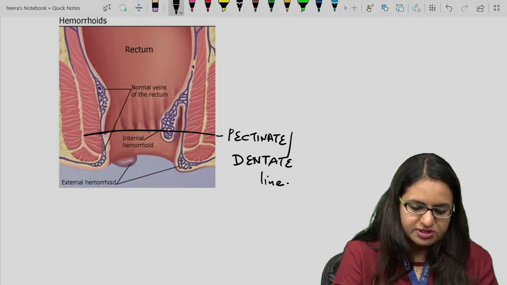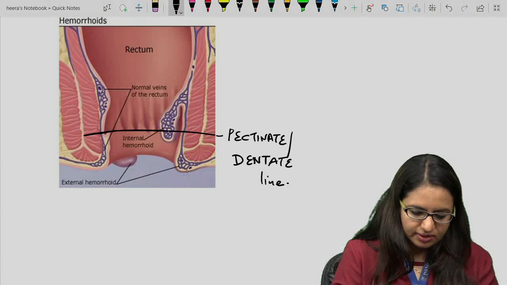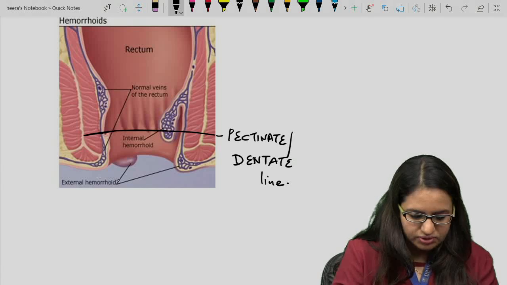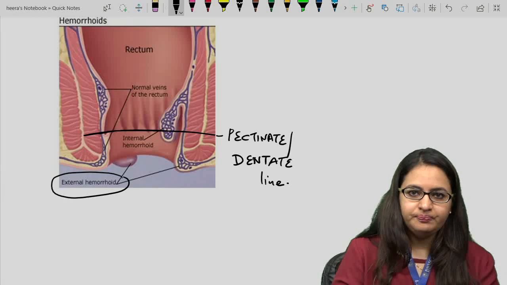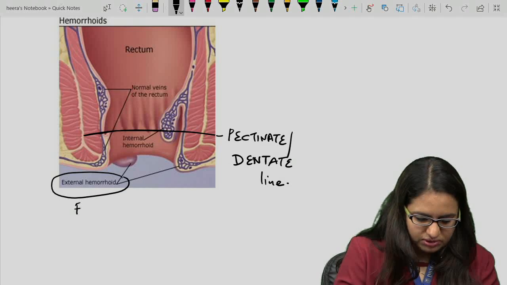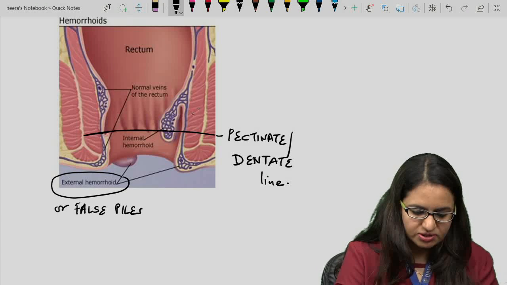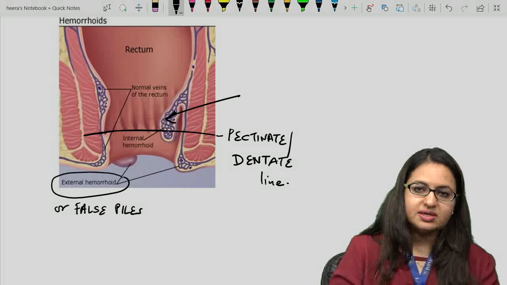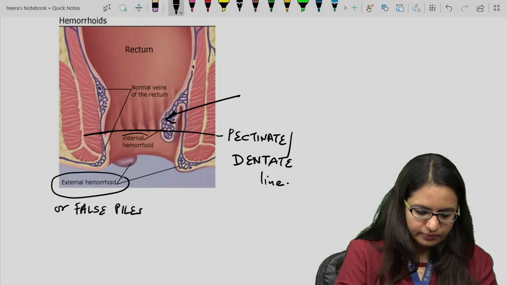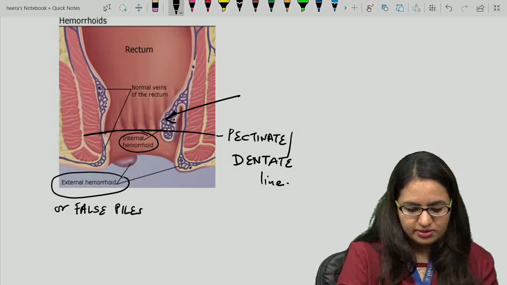Now whatever saccular dilatations occur in the venous plexus below the pectinate line, we use the term external hemorrhoids, and these are also known as false piles. If the venous sacculations or dilatations are present above the pectinate line, as we can see over here, this is the internal hemorrhoids, and it is also known as true piles.